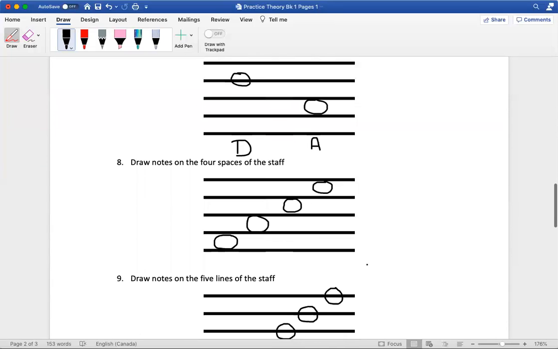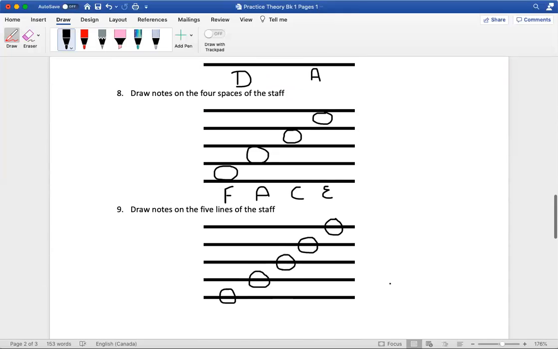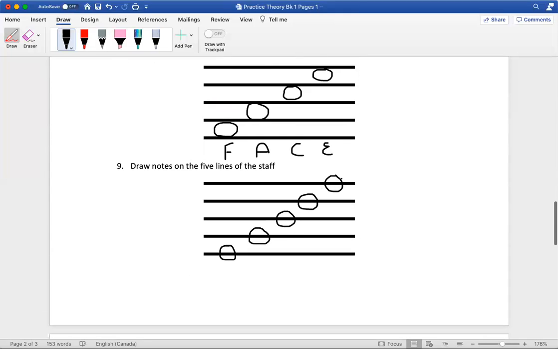We had to draw notes on the 4 spaces of the staff. So we drew 4 in between the 5 lines. You can see that these are also F, A, C, E, because we can always use the extra practice. And our notes on the 5 lines, we drew them around the lines. This one is an E. We remember every is an E, good is a G, boy is a B, deserves is a D, and fun is an F.